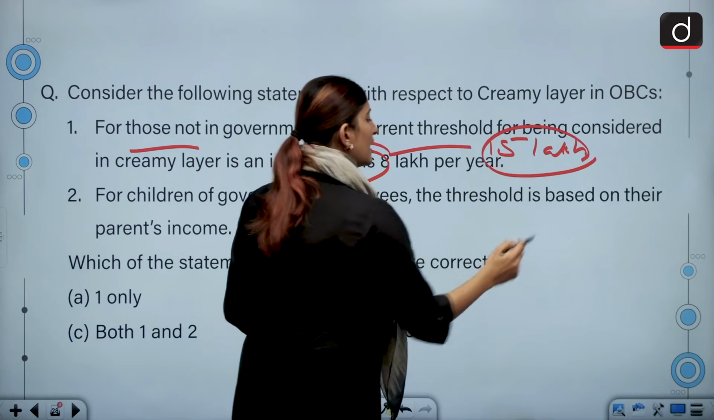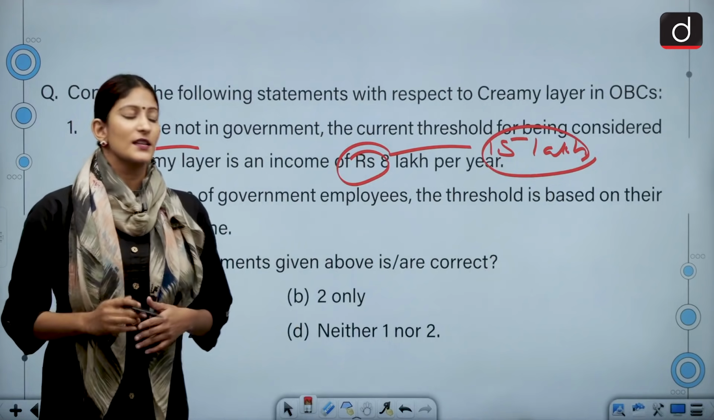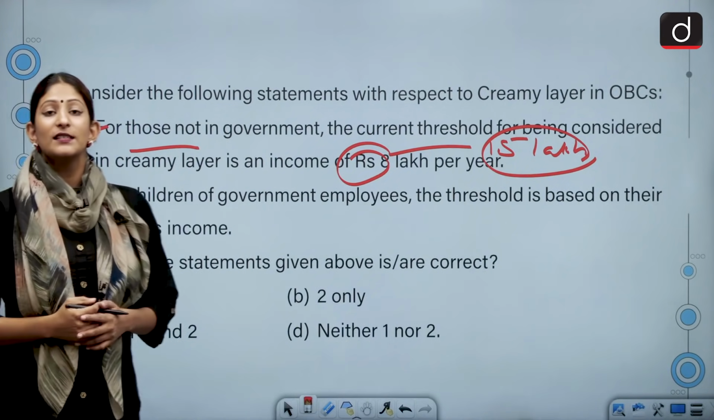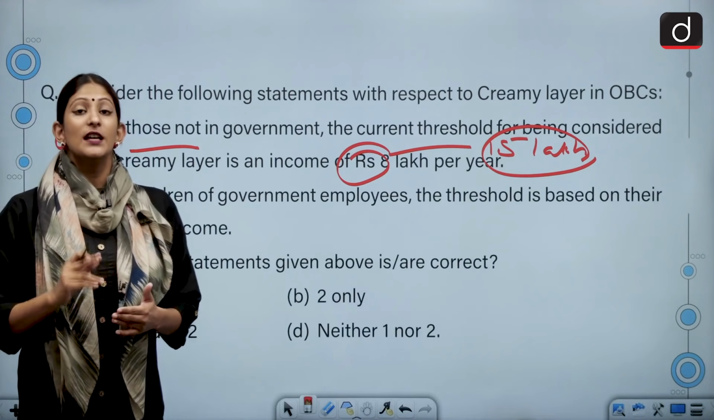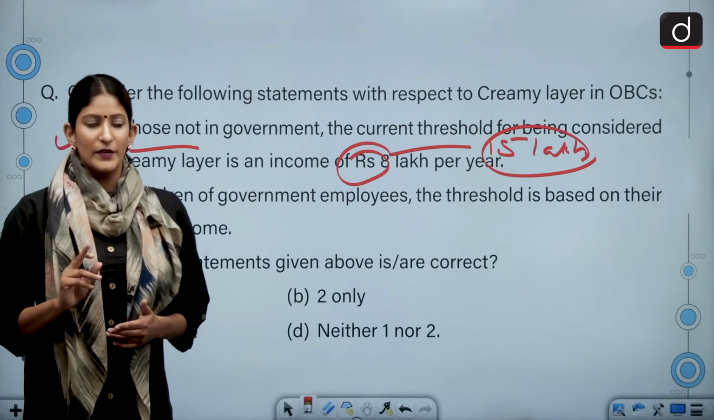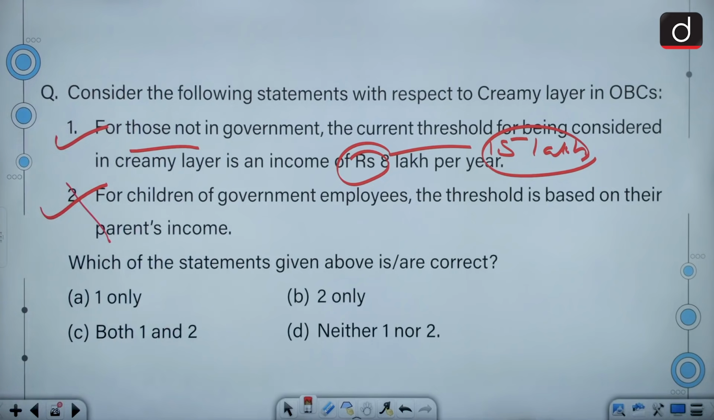This is the proposal, and there is a building consensus on 12 lakh. Right now it is still in the process. And the first statement is correct. For children of government employees, the status for them being in the creamy layer or not depends on the parent's rank and not the income. Also keep that in mind. So the second being incorrect, the first being correct, the correct answer to this question is option A.